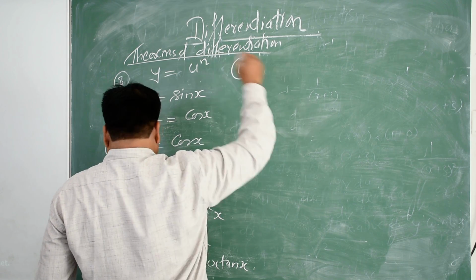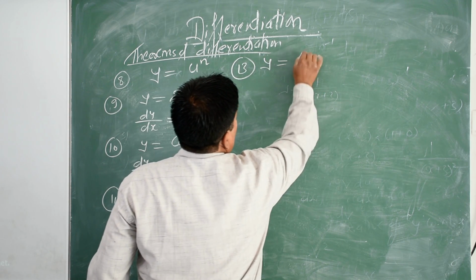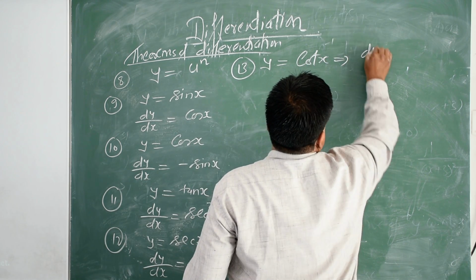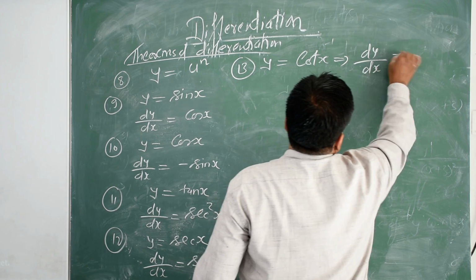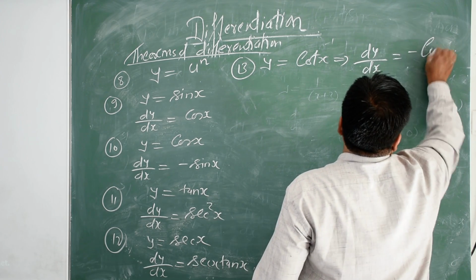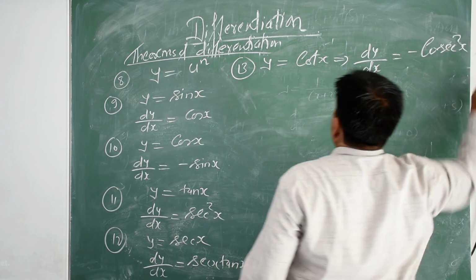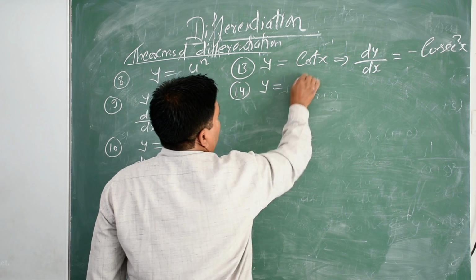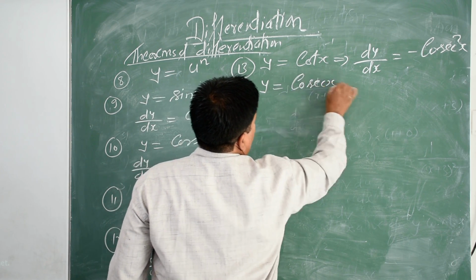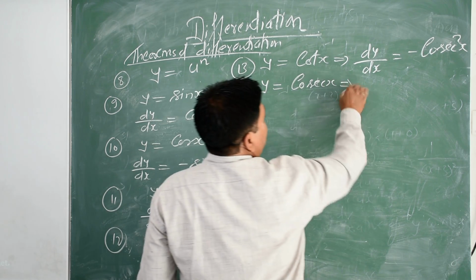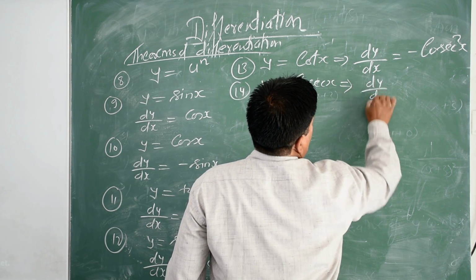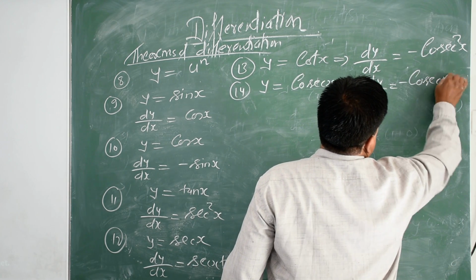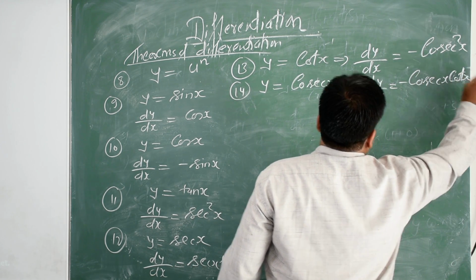Number 13, if y function is equal to cot x, then dy by dx is equal to minus cosec square x. 14th, we can say that if y is equal to cosec x, then its differentiation dy by dx will become minus cosec x cot x.